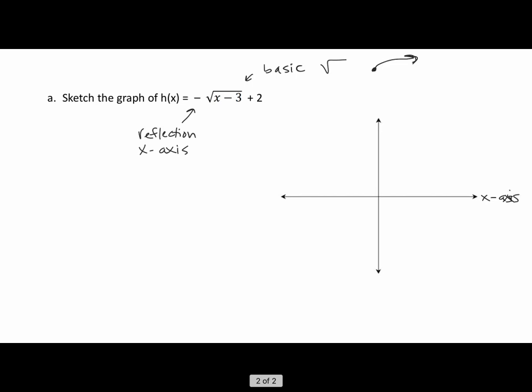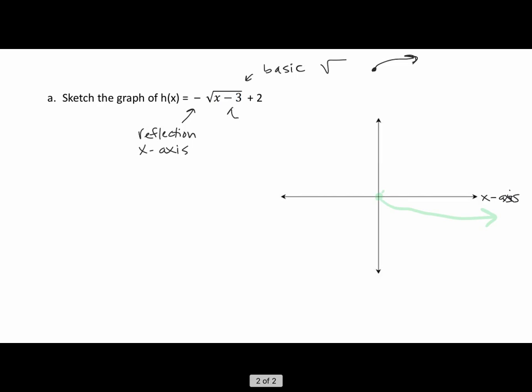So let me use a different color here. The origin, and instead of going up this way, we're going to go the other way. We're going to reflect and go this way. So it's a reflection over the x-axis. Okay, but that's not all we're going to do here.